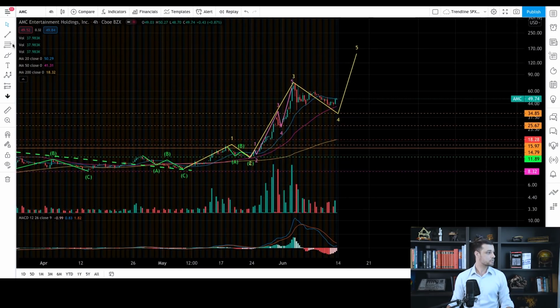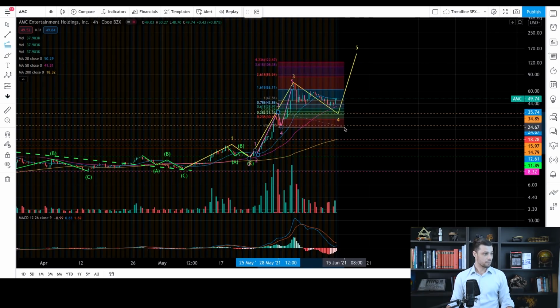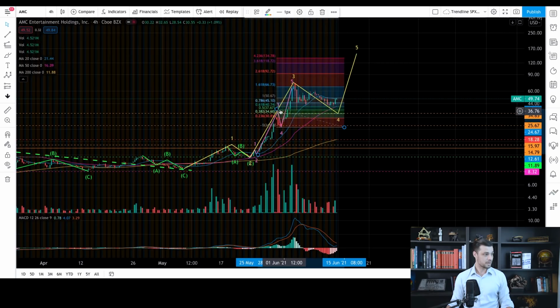So let me just remind you guys what techniques I use here. I measured the third wave and I applied it to the bottom of my fourth wave here. And this is how I find the 75 level. All right.